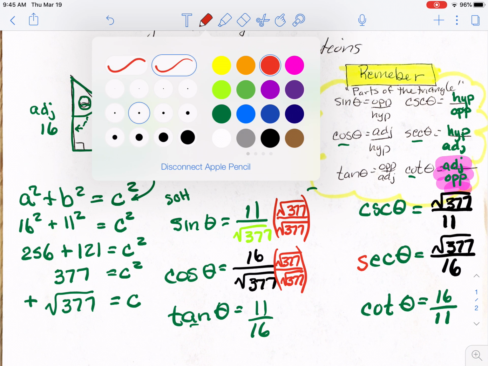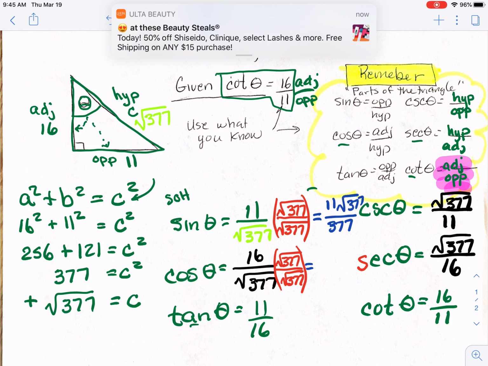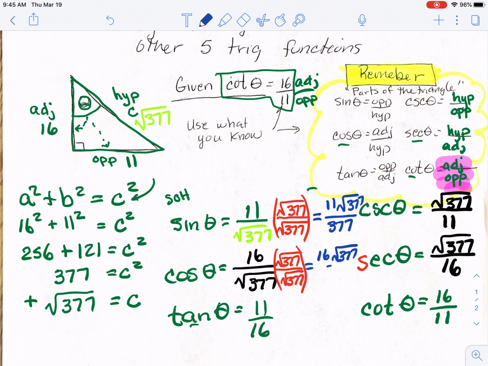Alright, so now I'm going to switch to, I don't know, maybe blue. My final answer for sine with a rationalized denominator is going to be 11 times the square root of 377 over 377. And that's what you would put in your Big Ideas answer box. The cosine then in rationalized form is 16 times the square root of 377 over 377.